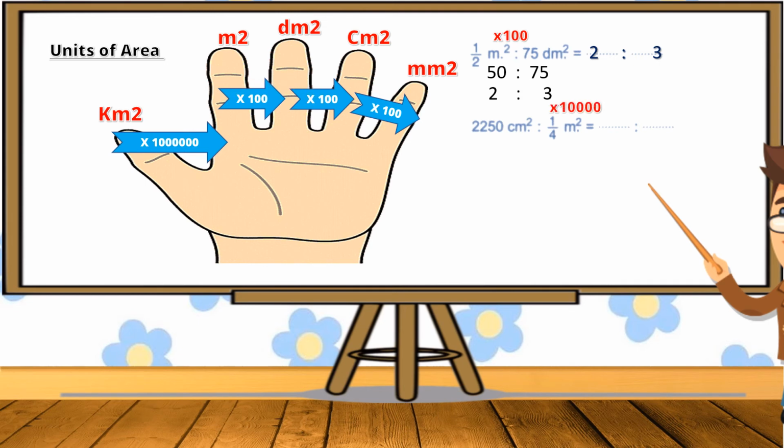Then it will be quarter times 10,000. The ratio will be 2,250 to 2,500. We can use the calculator by dividing. The result will be 9 to 10.